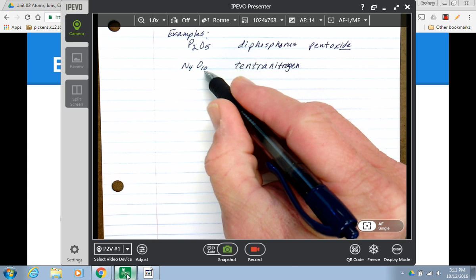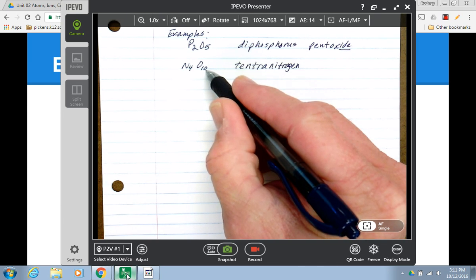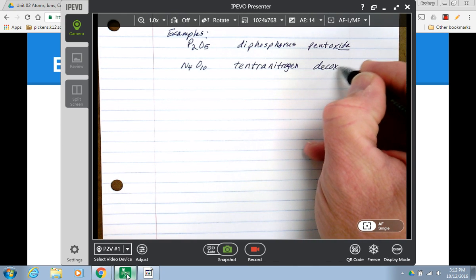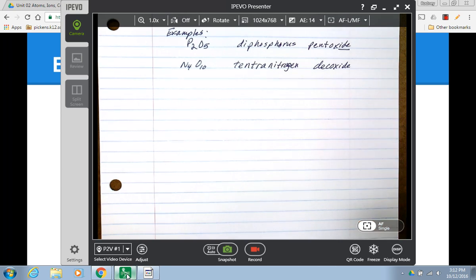And what is the subscript? The subscript is a 10. So therefore, what's the prefix for 10? It's deca. So we say decoxide. Again, we leave the A off of the prefix. So tetranitrogen decoxide.